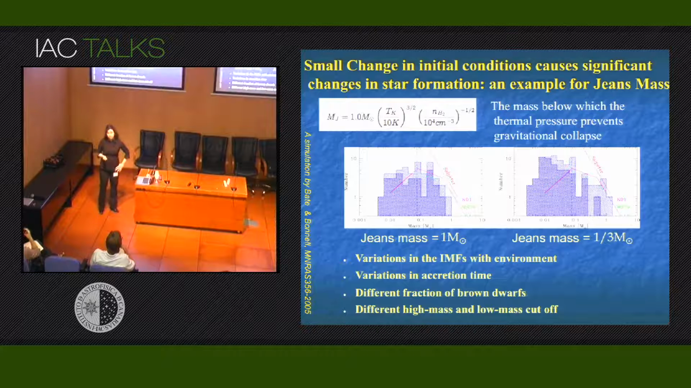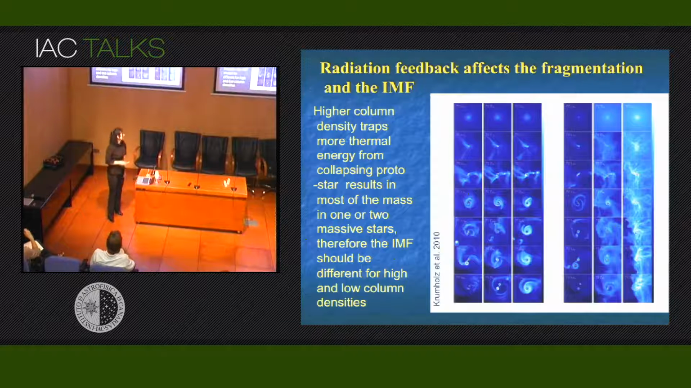This is another very recent simulation by Krumholz et al. They also changed the initial conditions, only by density. The three columns you are seeing here are three different clouds with three different column densities: the low, the medium, and the high column density. What they take into account here is the feedback of the forming protostar. They claim that a collapsing protostar heats up and radiates thermal emission.